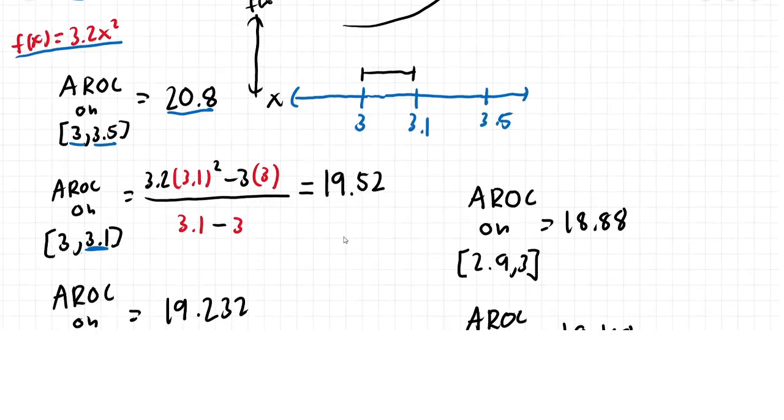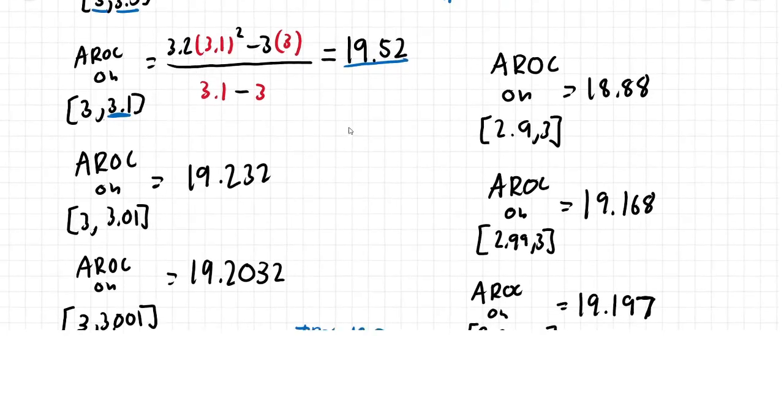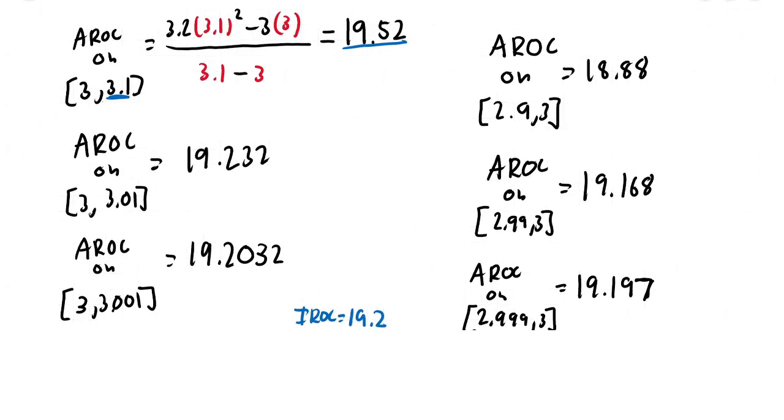But if we find the slope, and again, we're going to use the same formula, from 3 to 3.1, we're actually going to get 19.52. So just notice how these values change. We started at 20.8, and then we went to 19.52. And now if we do the same thing from 3 to 3.01, again, I'm suppressing all of the computation here.